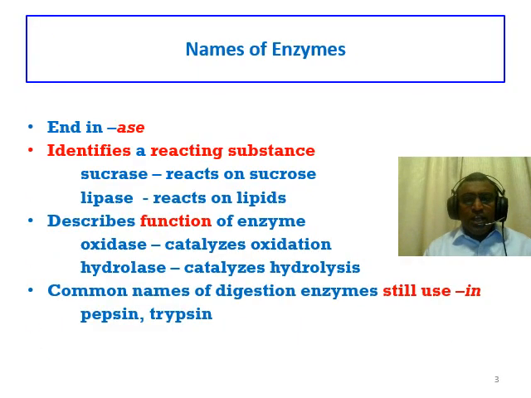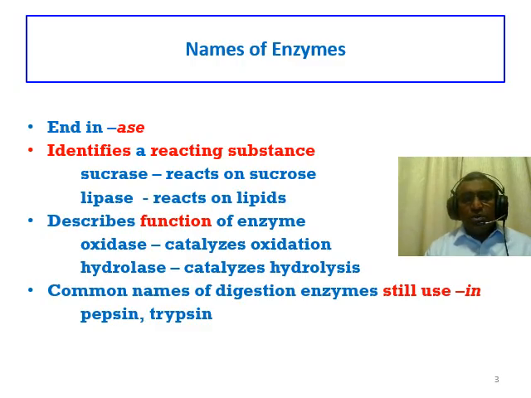A bit on the names of enzymes. Most enzymes have the suffix ase. For instance, based on the substance or the substrate that they react upon, it could be sucrose, then it is called sucrase, and if it's lipid, it's called lipase. It could also be because of the function of that particular enzyme. If oxidation is involved, then it's called oxidase, and if it's hydrolysis, it's hydrolase.